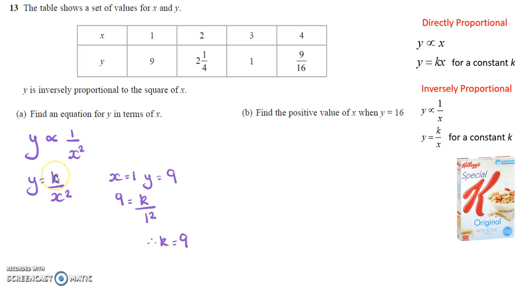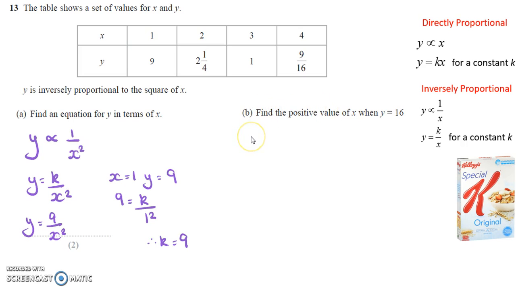Alright, so we can put that into this formula now. Once we've replaced k with 9, so I'm going to put the 9 in for the k, then we have our equation for y. So there's y, and it's in terms of x because it's only x's and numbers on this side. So y equals 9 over x squared. That is our formula that we are going to take with us into the second part of the question.